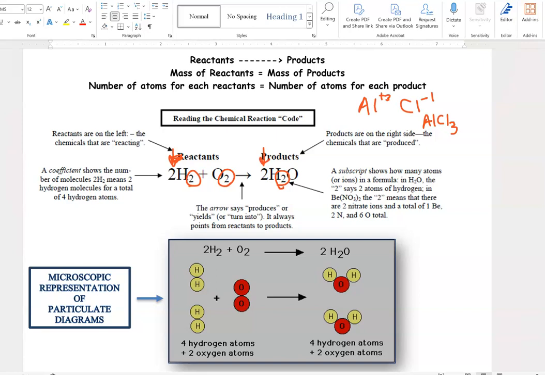Remember, the arrow tells you that it's producing or yielding or making, and making, of course, your products, which is, if these are your ingredients, this is your final product, what you made. And again, now you have a model down here of that.